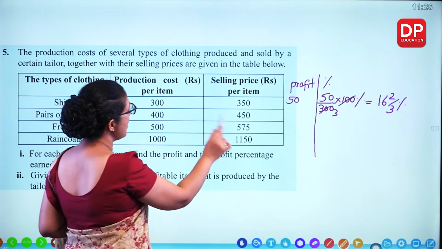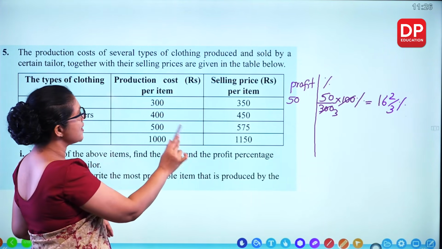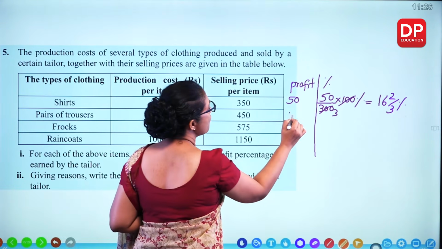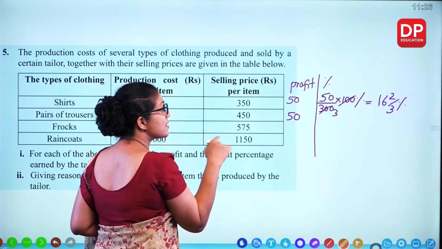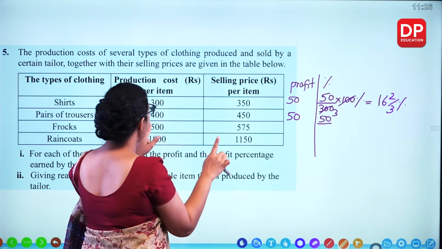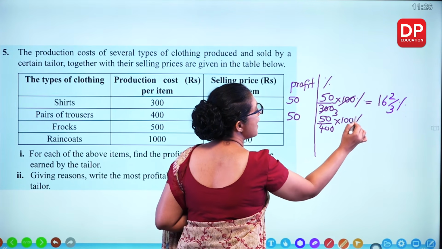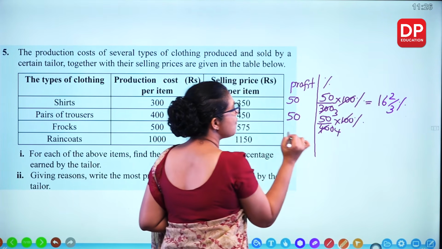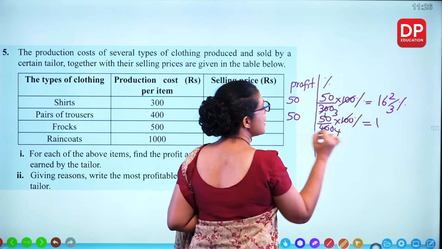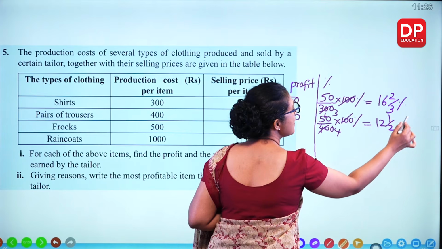Now look at the next one. So what's the selling price and the cost price here? So what's the difference here? Again 50. So profit is 50 here. So what's the profit percentage? 50 divided by 400 now. Into 100, that's 50 divided by 4. 4 times 1, 4. For 10, that's 2, 8. For 20, 5. So 12.5%.